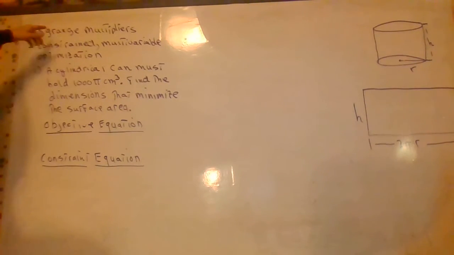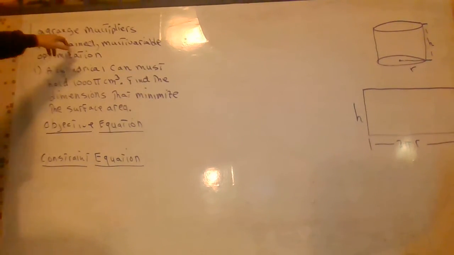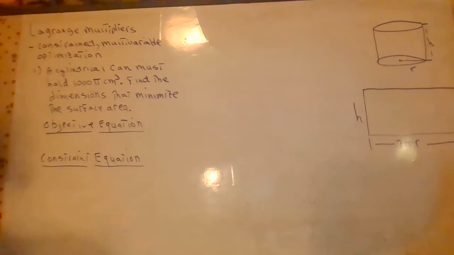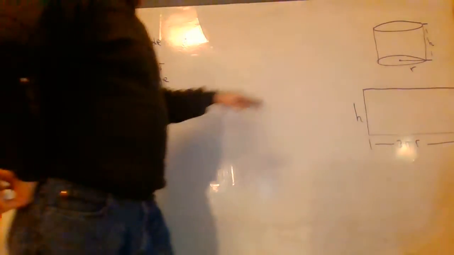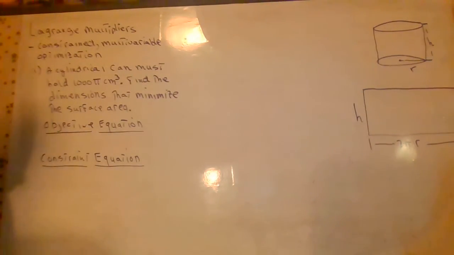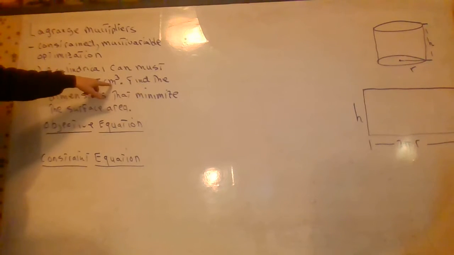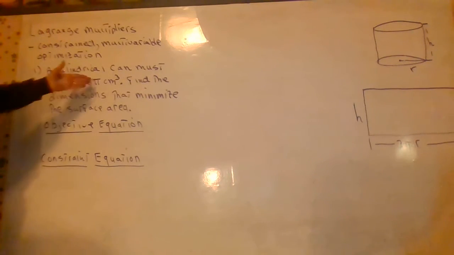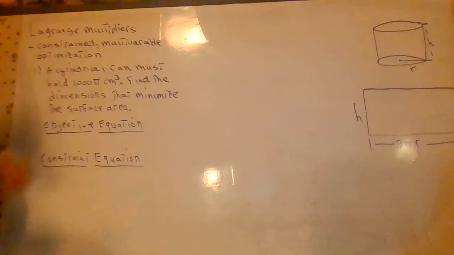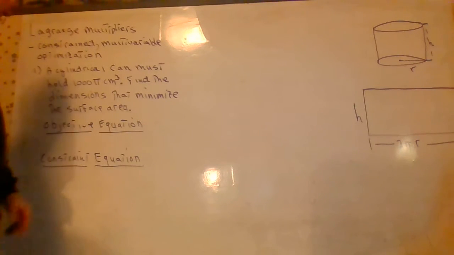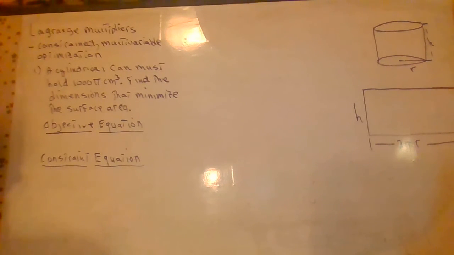Lagrange multipliers. Lagrange multipliers are used for solving constrained multivariable optimization. We're going to start with a word problem. We have a cylindrical can. There's a picture. It has a top and a bottom. And we want it to hold 1,000 pi cubic centimeters. The pi, it's an odd volume, but that makes the problem work out easier. Find the dimensions that minimize the surface area. So we want to use the least amount of material.